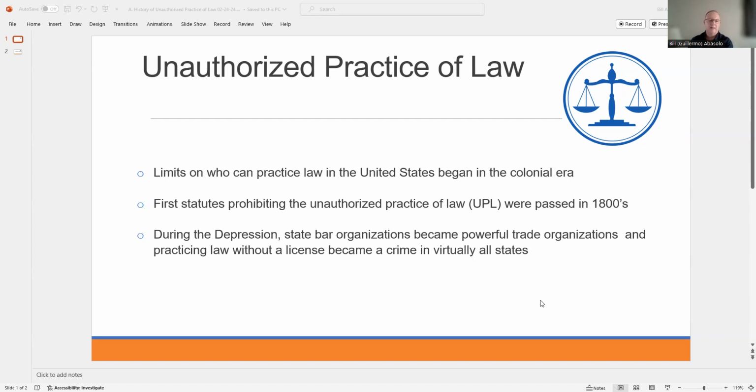The definition of the practice of law broadened over time, beyond just making court appearances on behalf of clients to including preparation of documents by which legal rights were secured. And at one point, the definition expanded to include all services customarily rendered by lawyers. Now, during the Depression, state bars became powerful trade organizations, and it became a crime to practice law without a license in virtually all states.